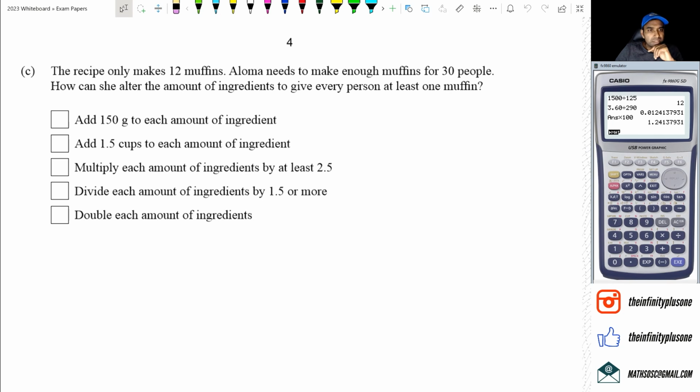So 2C, what we have is a recipe that only makes 12 muffins. Alma needs to make enough muffins for 30 people. How can she alter the amounts? Basically we are going back to our calculator. We need it for 30 people, and every single person wants at least one muffin. So that means we have to make 30 muffins. Now this recipe is for 12 muffins. So if I go to my calculator and do 30 divided by 12, I get 2.5. So that means I take every ingredient and multiply it by at least 2.5, so that I can make 30 of these muffins.